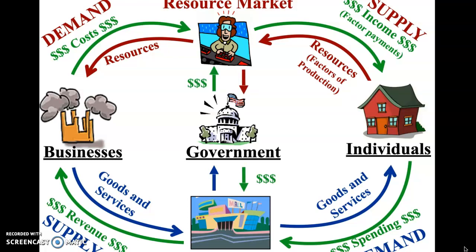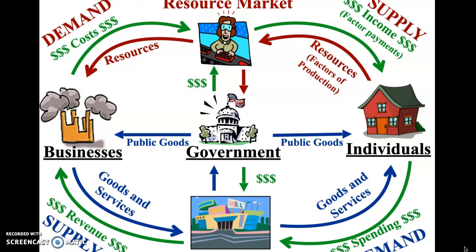Our government doesn't make a lot of stuff, with the exception of certain programs like education and military, though it's not necessarily government run. What they do is purchase things. They purchase resources from the resource market and products from the product market, and they get money in to do that.